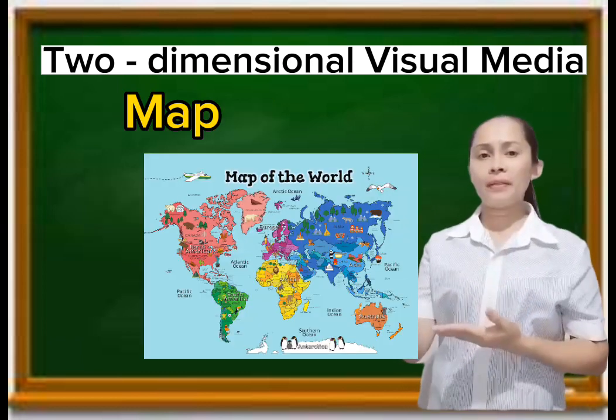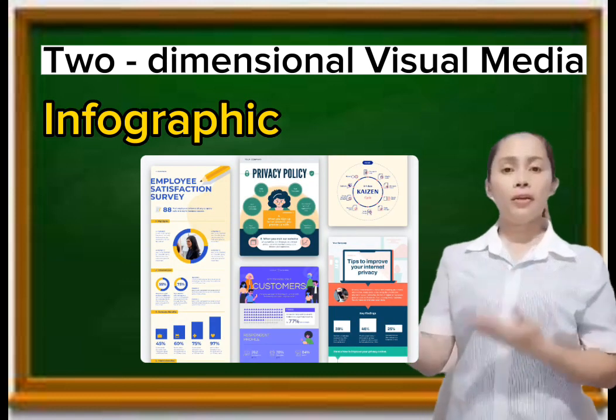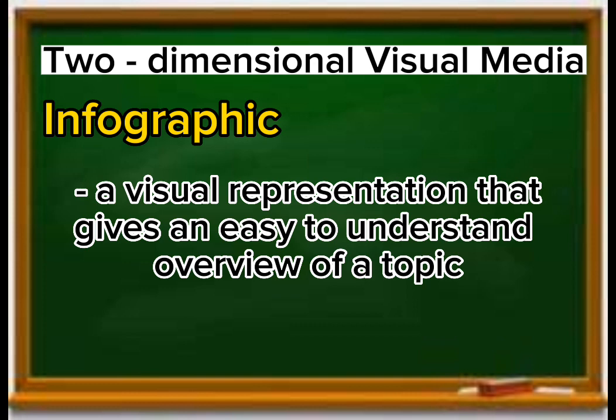Then we have a map. A visual representation of an area, a symbolic depiction highlighting relationships between elements of that space, such as objects, regions, and themes. And infographic. A visual representation of information or data. It represents a collection of imagery, charts, and minimal text that gives an easy-to-understand overview of a topic and quickly and clearly present an information.